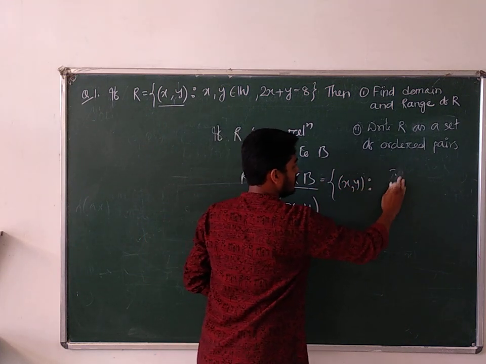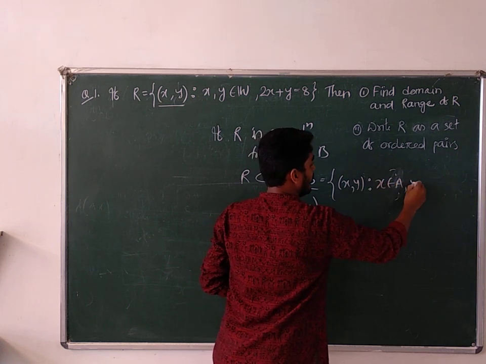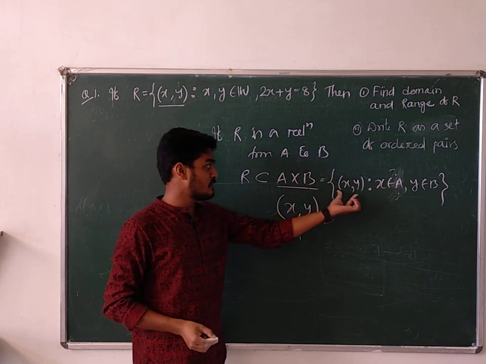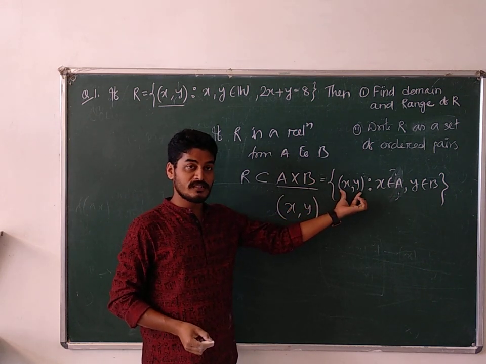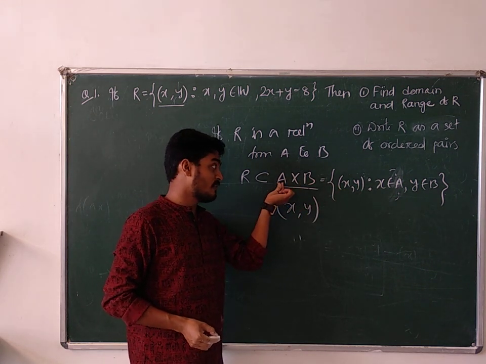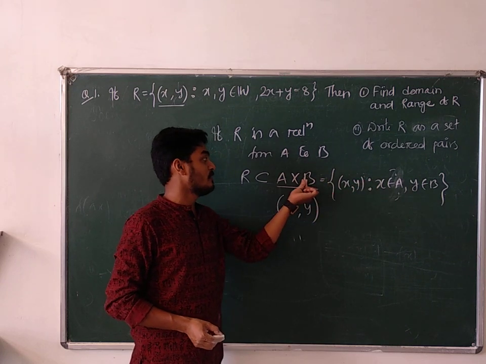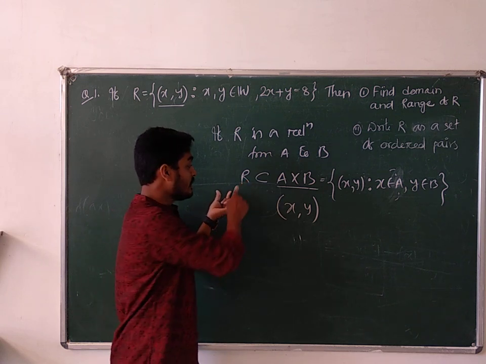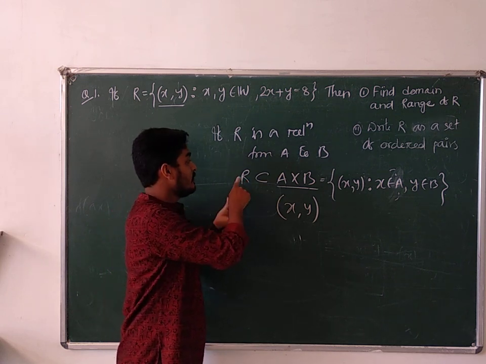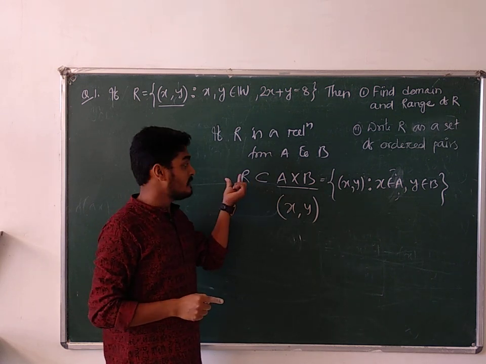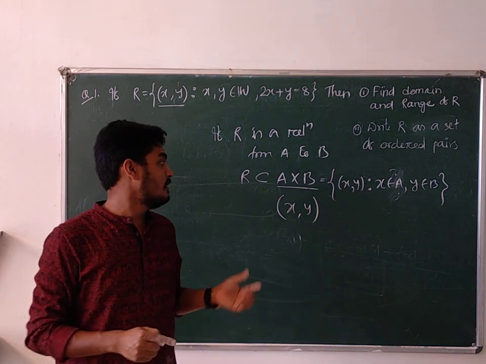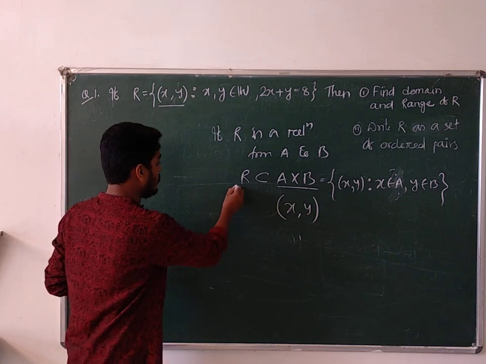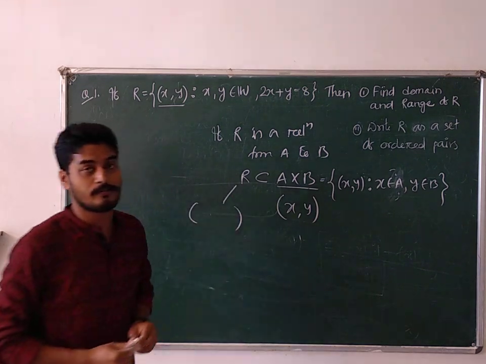What is the main condition? x belongs to A and y belongs to B. That means A cross B contains only ordered pairs. What is the main condition to be satisfied? The first component always belongs to the first set and the second component y belongs to the second set. As R is a subset of A cross B, R is a subset of A cross B means what? R is a subset of A cross B. That's why R also contains ordered pairs. It also contains ordered pairs.